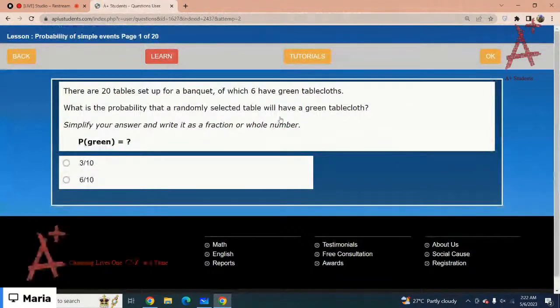Okay, there are 20 tables set up for a banquet, of which 6 have green tablecloths. What is the probability that a randomly selected table will have a green tablecloth? So, which is the correct option? The total tables are 20, and out of them 6 have green tablecloths. So, which is the correct option?